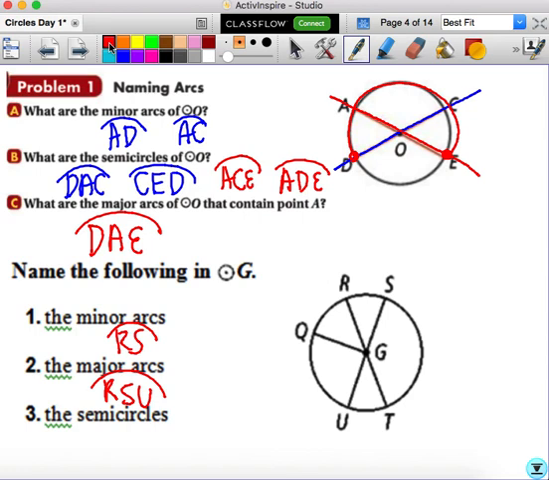In our semicircles, we want to look for those diameters. We've got one here as well as one here. So depending on which one you chose to look at, we could say RST, we could say RQT, or we could look at the SU diameter and come up with several different answers as well.